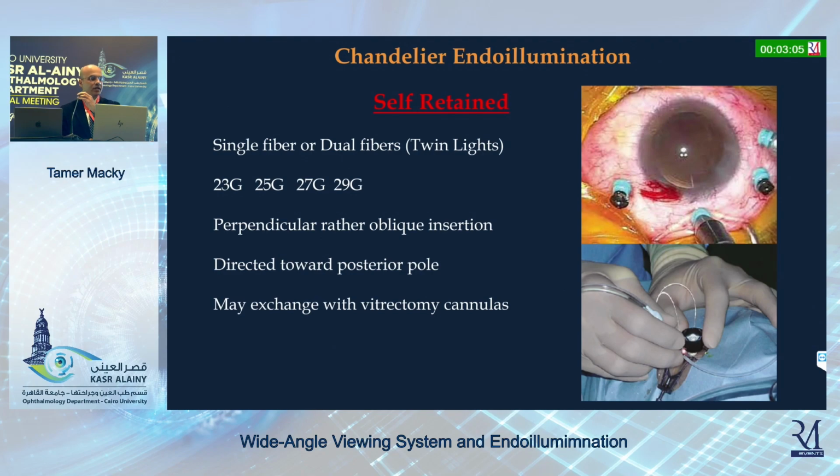The last thing is the chandelier endoillumination. They are self-retained. They come in single fiber or dual fibers. It comes in 23 gauge, 25, 27, and 29. They should be introduced perpendicular rather than with the oblique insertion of the other trocars, and these should be directed to the posterior pole. We can exchange them with the other probes.